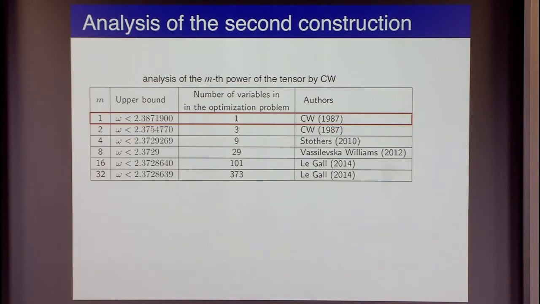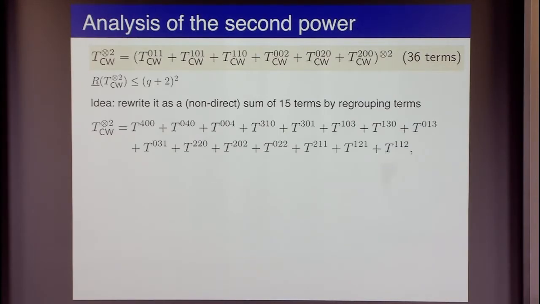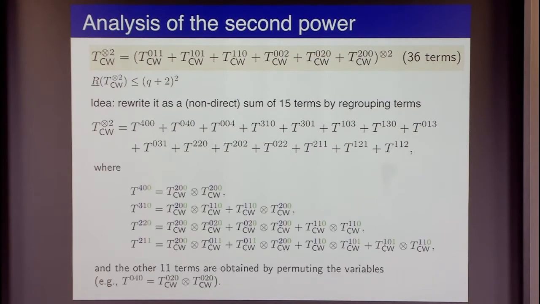Okay. So after that, it's quite mechanical. And this gives you this. And so the second power, well, it's 36 terms, and you can rewrite it as a sum of 15 terms, as Virginia explained yesterday, using some merging.